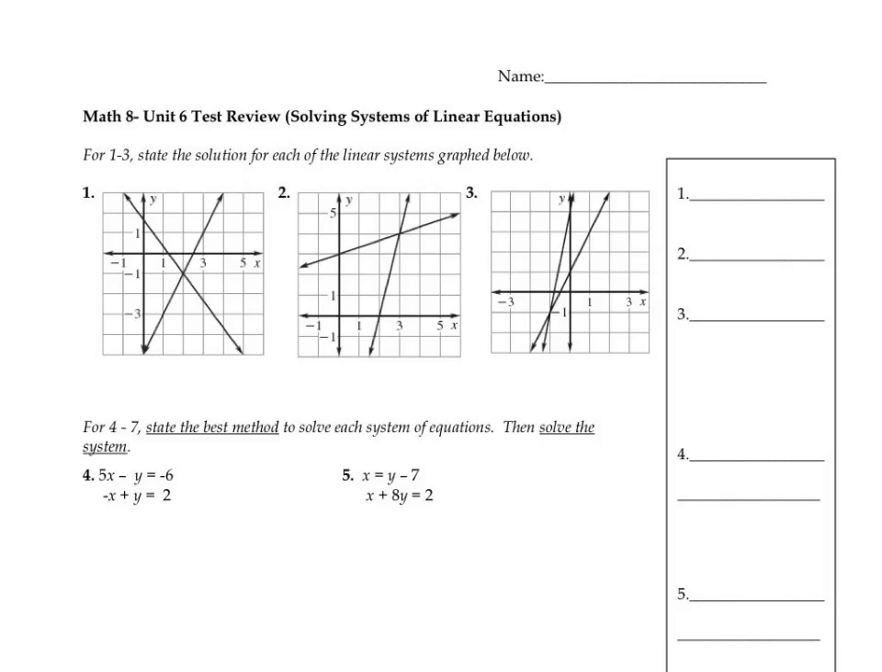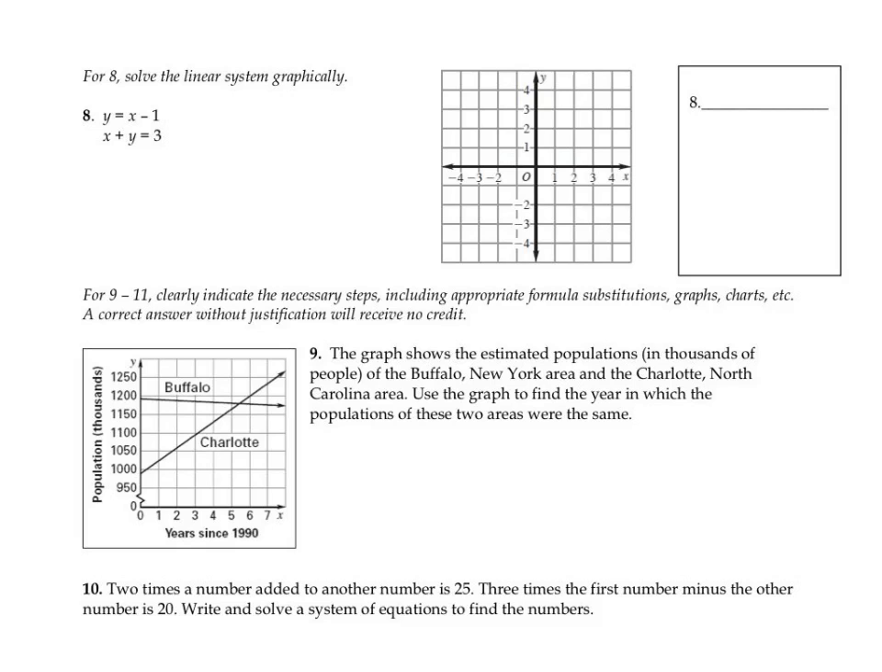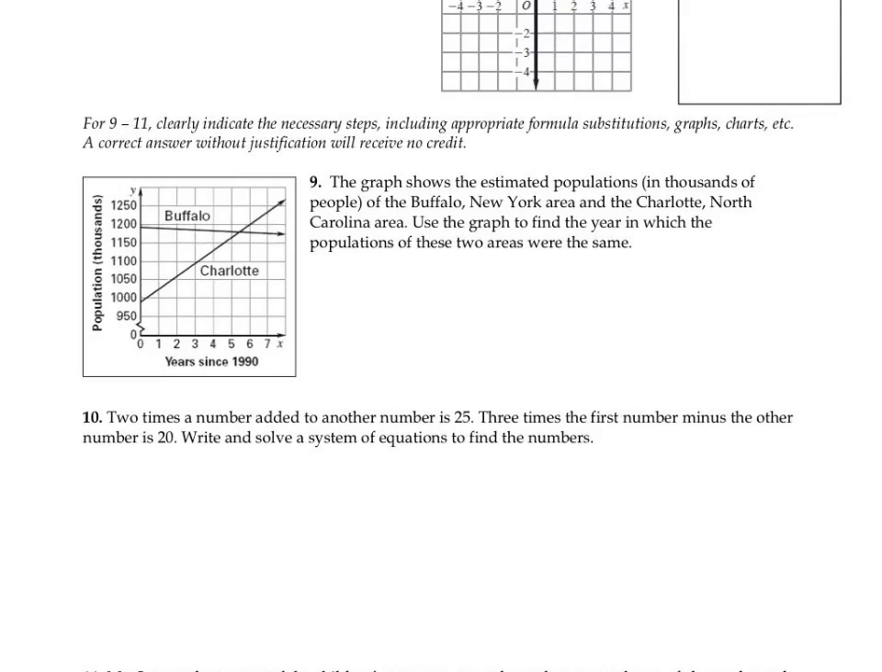Hey guys, so today we're going to be looking at the Unit 6 test review, and we're going to go to the back of the worksheet, and we're going to look at 9, 10, and 11. So the directions say for 9 through 11 clearly indicate the necessary steps, including appropriate formula substitutions, graphs, charts, etc. A correct answer without justification will receive no credit.